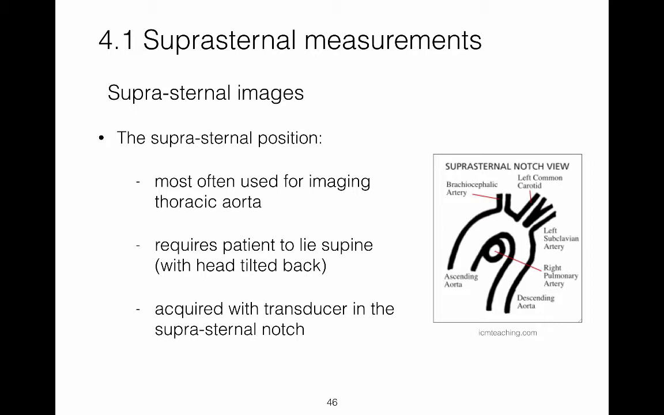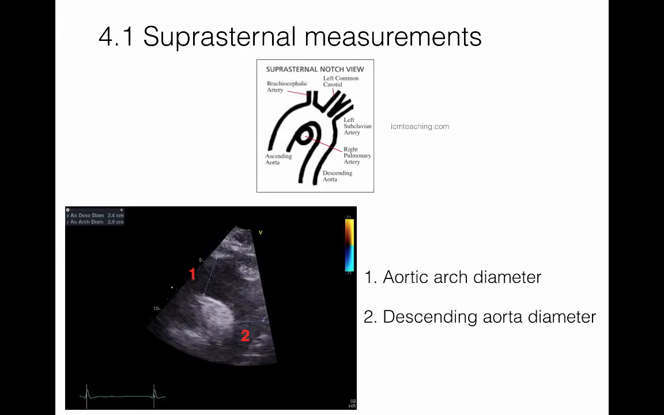Suprasternal images. Patient and probe positioning once again have been described earlier in this slide, and this simply serves as a reminder. The aortic arch and the descending thoracic aorta can be measured from the suprasternal view as per this image.